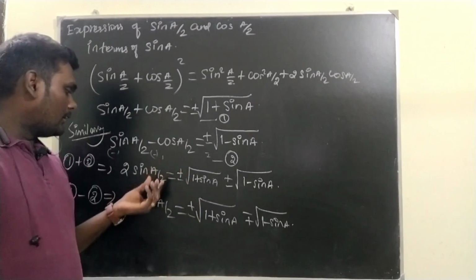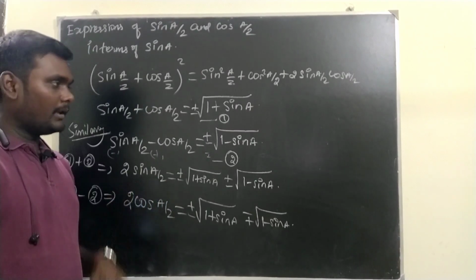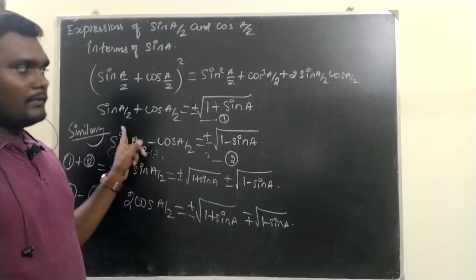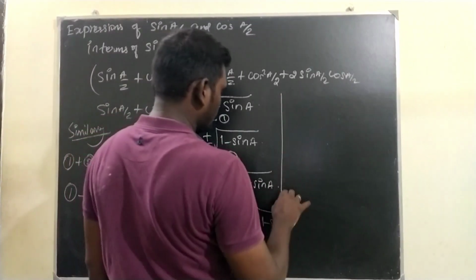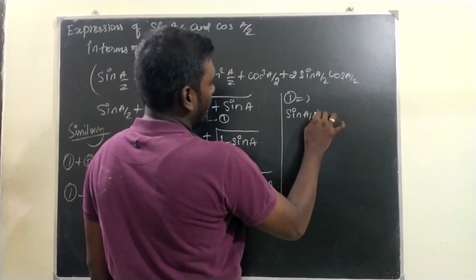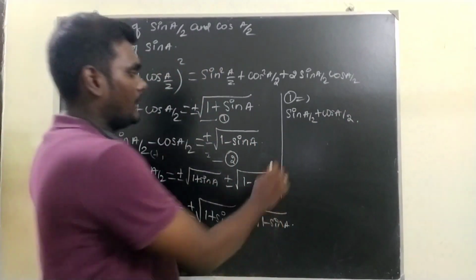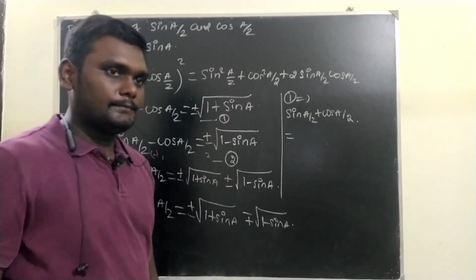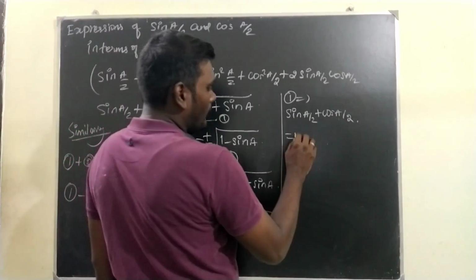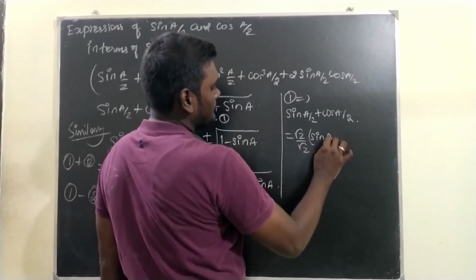By getting the range for this A by 2. How do we find this A by 2? We'll take this expression, sin A by 2 plus cos A by 2, the first equation. From the first equation, we have sin A by 2 plus cos A by 2. In this expression, I am not going to use the right side. We are going to find the range of A by 2. Now multiply by 1 root 2 and divide by 1 root 2 in both numerator and denominator.